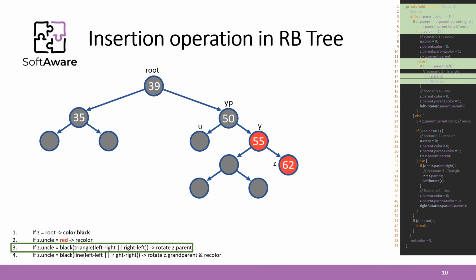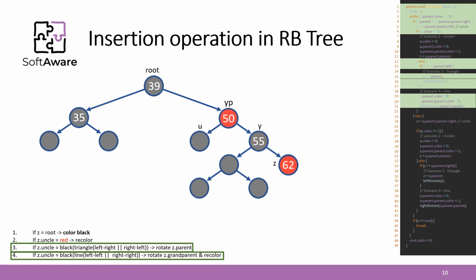So we finished with scenario number 3, but we still have one more step to go, because at this current state we also satisfy scenario number 4. Now our z's uncle is black and we have the right case which requires left rotation. As we remember, scenario number 4 requires rotation of z's parent and recoloring. As I have mentioned before, we change the order of execution in this approach, so we first recolor and then do the rotation. So at the next line, z's parent becomes black and grandparent red.